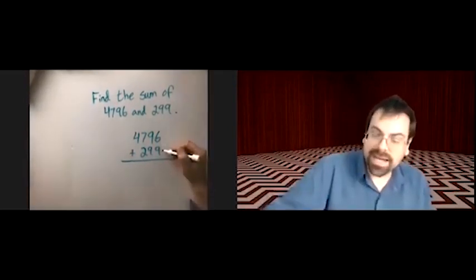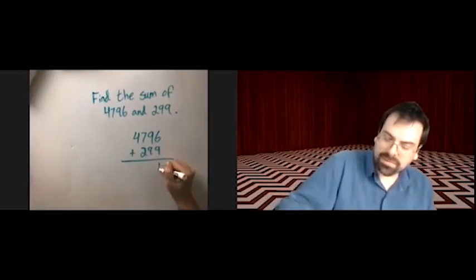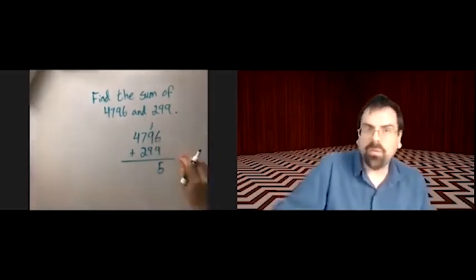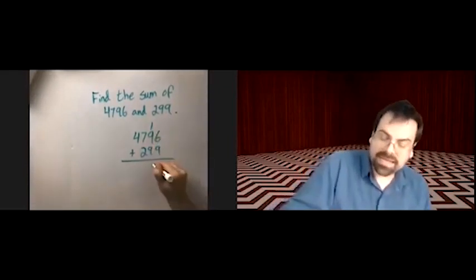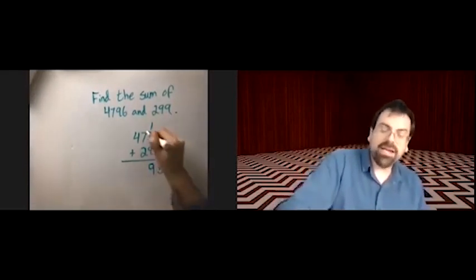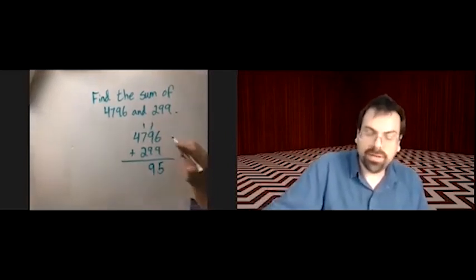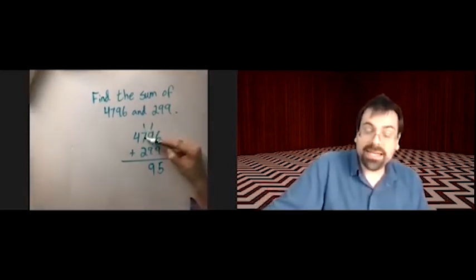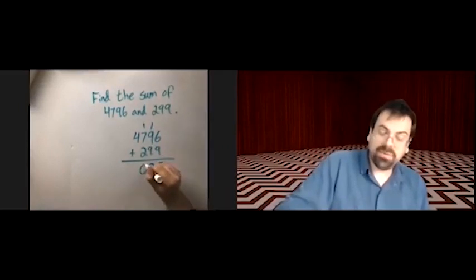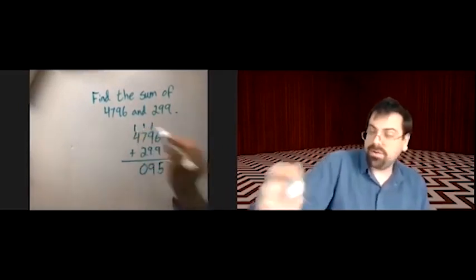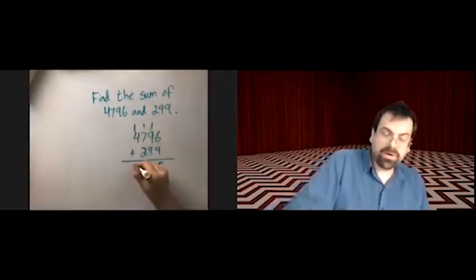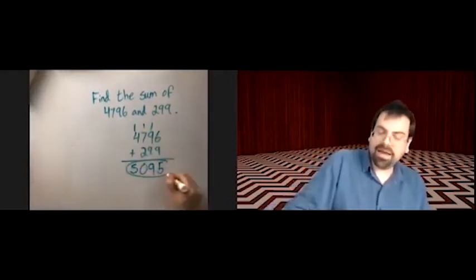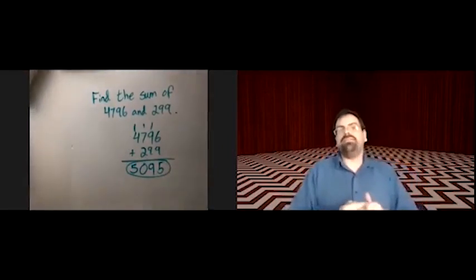Six plus 9 is 15. Rip that apart, put down the 5 and carry the 1. 1 plus 9 is 10, plus 9 is 19. Rip that apart, put down the 9, carry the 1. 1 and 7 is 8, plus 2 is 10. Rip it apart, put down the 0, carry the 1. 1 plus 4 is 5. 5,095 would be the answer here.